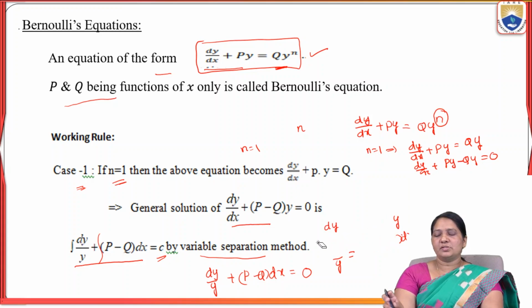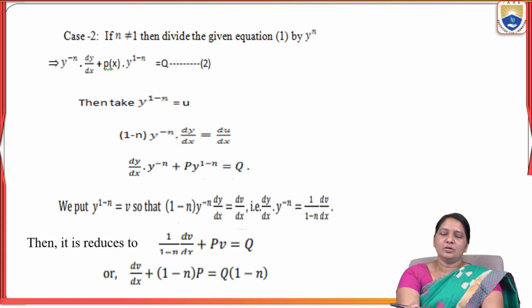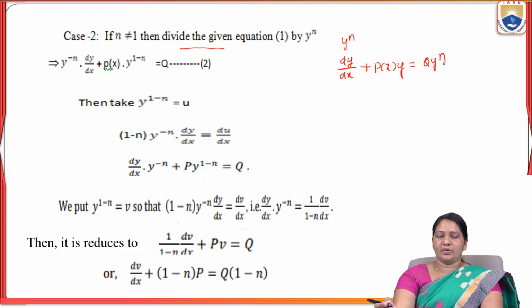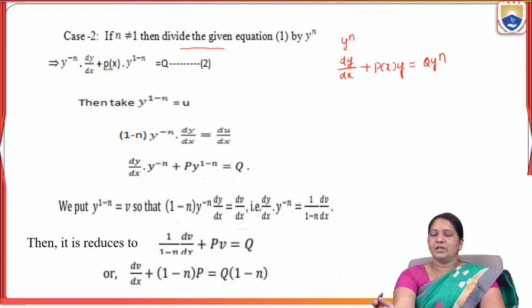If the n value is not equal to 1, then what will happen here? We can observe. If n is not equal to 1, then divide the given equation by y power n. What is the first step we have to do? The given equation is dy by dx plus p of x into y equal to q into y power n.